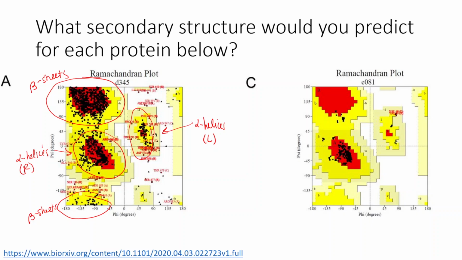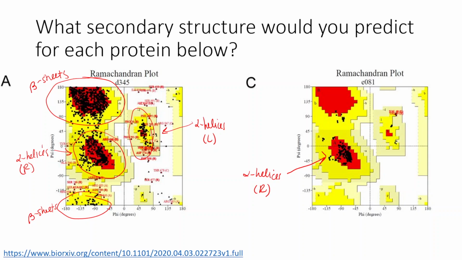Okay, so that's our protein A. What about our protein C? What kind of secondary structures are we seeing there? Yeah, exactly. So we see almost all in this region over here, which are our right-handed alpha helices. And those are the more common ones anyway. In general, you see more right-handed ones than left-handed ones, but it depends on the individual protein, of course. So given a protein that has angles, you can sort of predict the secondary structures.